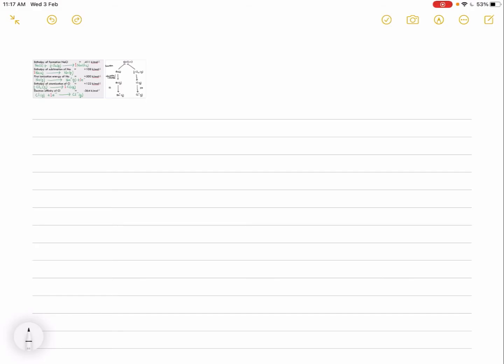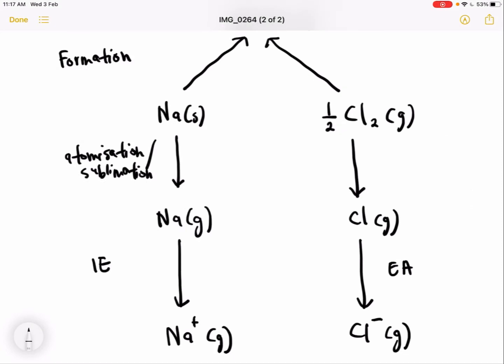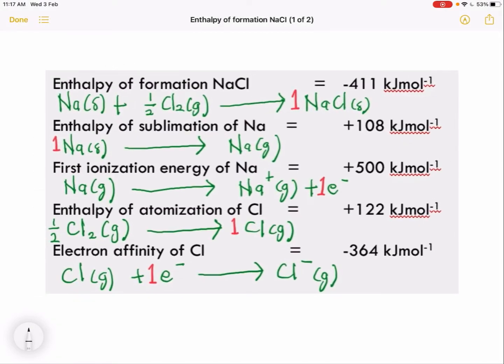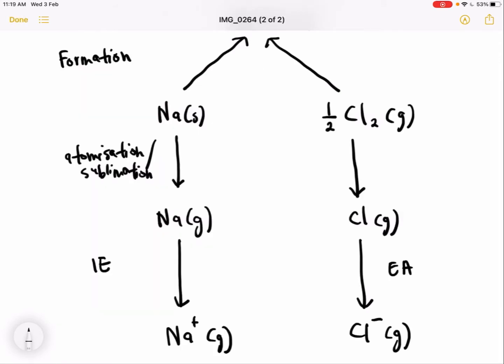So, in drawing our Born-Haber energy level diagram, we will rely on these two pieces of information, our predictions that we have done just now, and also this information that has all the enthalpy values. So in this diagram, we have planned to start our Born-Haber energy level diagram with enthalpy of formation, and you have to end with ionization energy or EA in order to get these two required ions, Na plus and Cl minus.